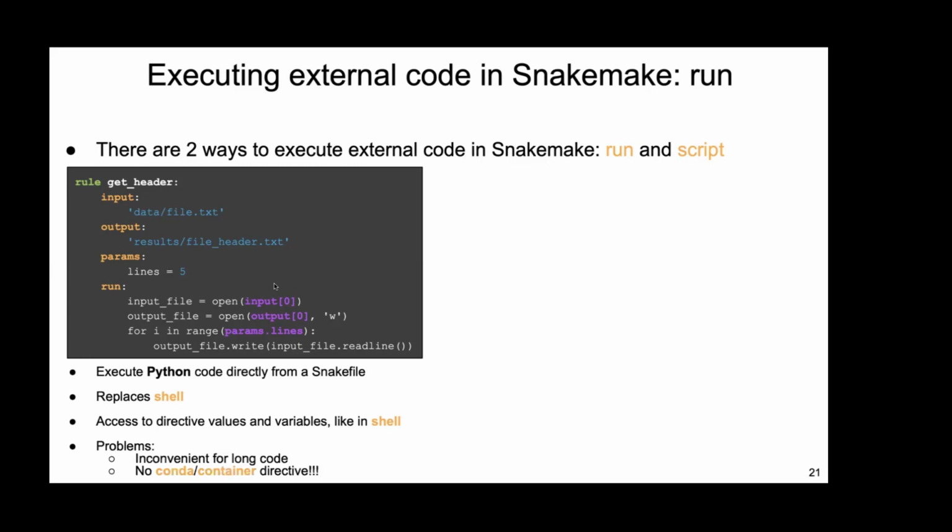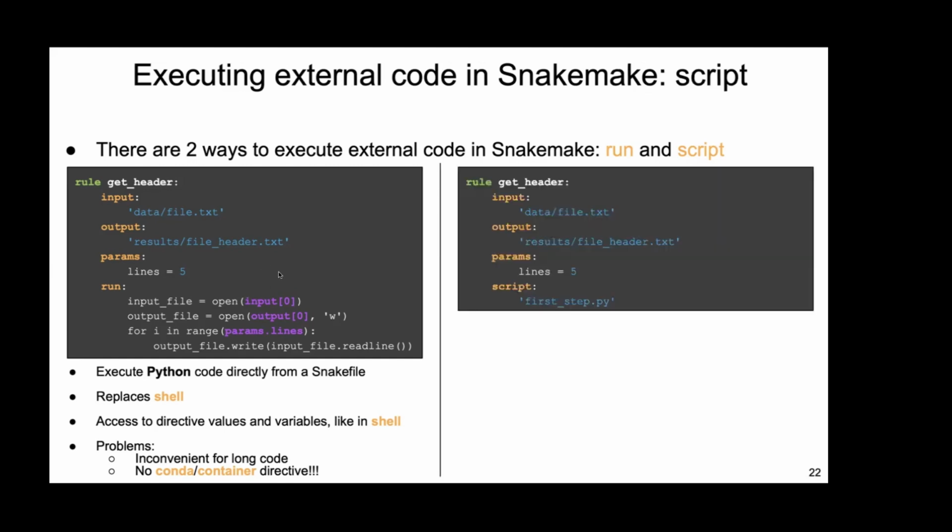Now, this is nice, but it comes with some problems. For example, if you have a very long code, this will make the Snake file very cumbersome to read, which is not so nice. But more importantly is that when you have the run directive, you cannot have a Conda or container directive in that rule. And that is simply because of how Snakemake is actually going to run that code. It just does not have a way to activate a container and run that code. It's an internal thing. Because of that, we actually recommend that you use the script directive.